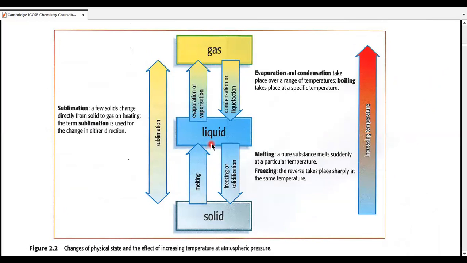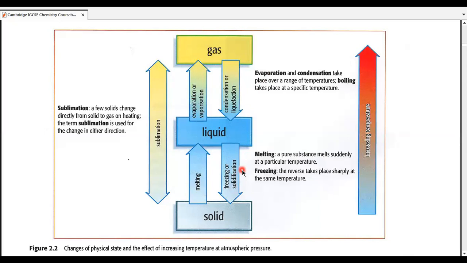Now, we can convert the liquid into a gas by the process of evaporation or vaporization. We may also call it boiling. You're familiar with the word boiling instead of the word vaporization. However, you might also be familiar with the word evaporation. We'll do them definition by definition a little later. Then a gas can be converted back into a liquid by the process of condensation or liquefaction, and a liquid can simply be converted back into a solid by freezing or solidification.